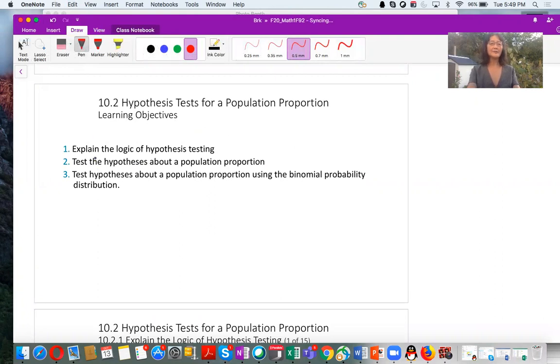Learning objectives: explain the logic of hypothesis testing and test a population proportion. We are going to use the binomial probability distribution to do the hypothesis test about population proportion.